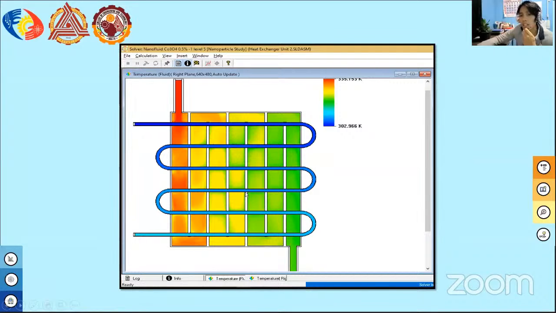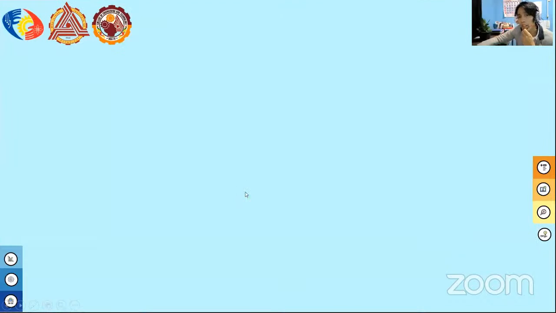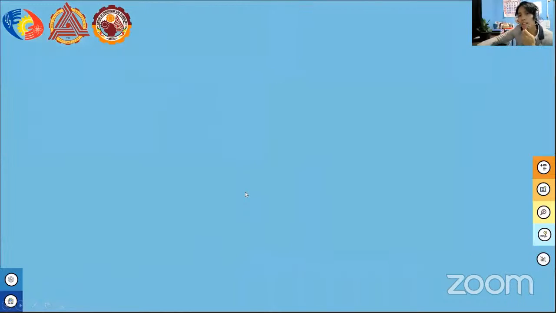Incoming hot water temperature, nanofluid inlet temperature, hot water mass flow rate, and nanofluid mass flow rates will be taken as input parameters in the simulation, which are based on the results taken from the experimental aspect of the study. Now let us move to the findings of the study.